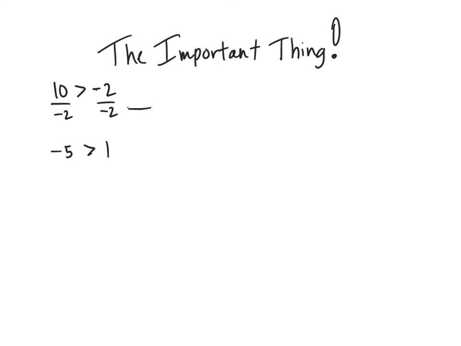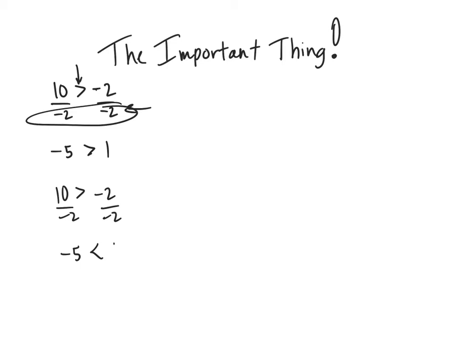What you have to do is when you divide by a negative, you must flip the inequality. So the correct way to do that is 10 is greater than negative 2. When you divide by a negative, make sure you flip the sign, because negative 5 is less than positive 1. This is the correct way to do it. This only happens if you divide or multiply by a negative.